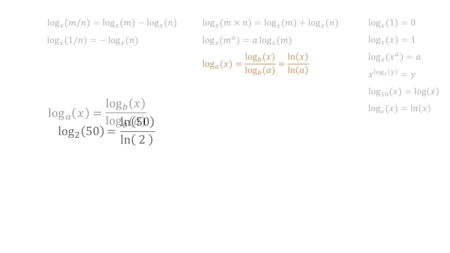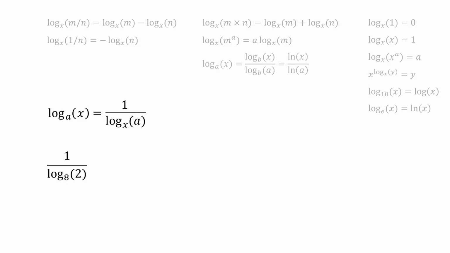Another version of this rule is when you use the same base as the number. In this case, the numerator is 1. This is very useful when calculating inverse fractions, like this one. All you have to do is to switch the number by the base and calculate a log you know the result.